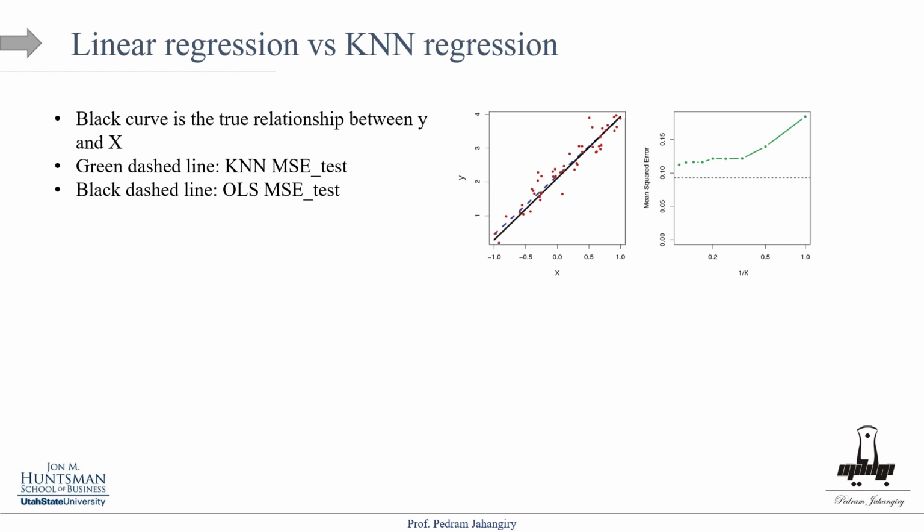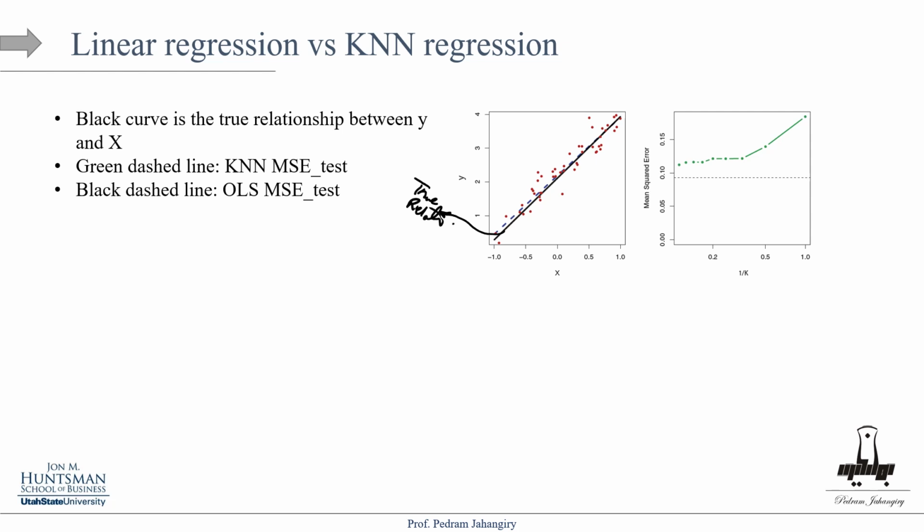Now let's conclude this episode by comparing linear regression versus KNN regression. Imagine the black curve is the true relationship between y and x. So we know that the true relationship is linear. In general, the true relationship is not observable. This is what we are trying to estimate. But let's say, for the sake of argument, this is the true relationship.